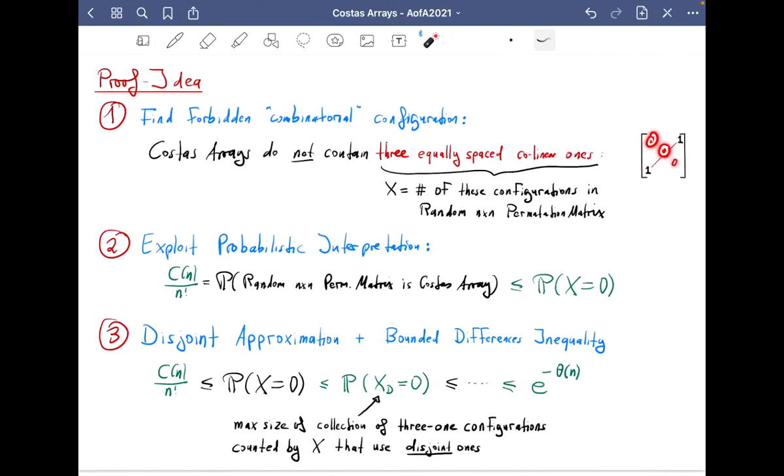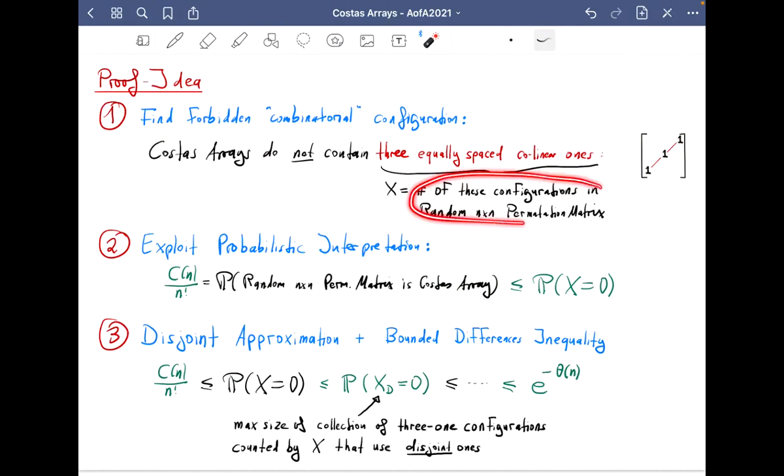And this is exactly what we can exploit in a probabilistic interpretation of this problem. Because we already said that the density we're interested in, C(n) over n factorial, is exactly the probability that a random n times n permutation matrix is a Costas array. But by this combinatorial observation, we know that a random permutation matrix that is a Costas array is not allowed to have any such configuration. So we can just say this probability is upper bounded by the probability that X is 0, where X counts the number of these particular configurations that we want to forbid. This way we related the density we're interested in to the problem of estimating the probability of this quantity being equal to 0.